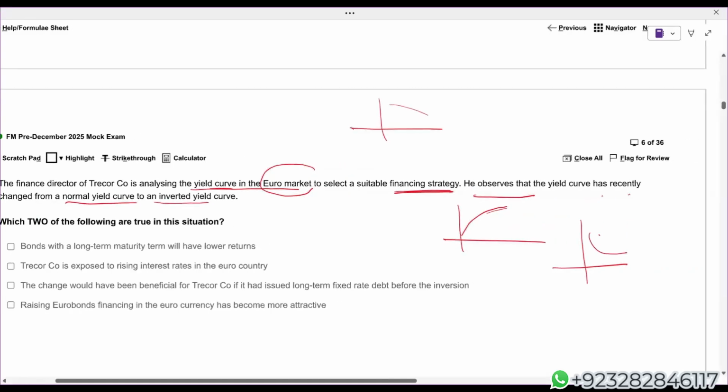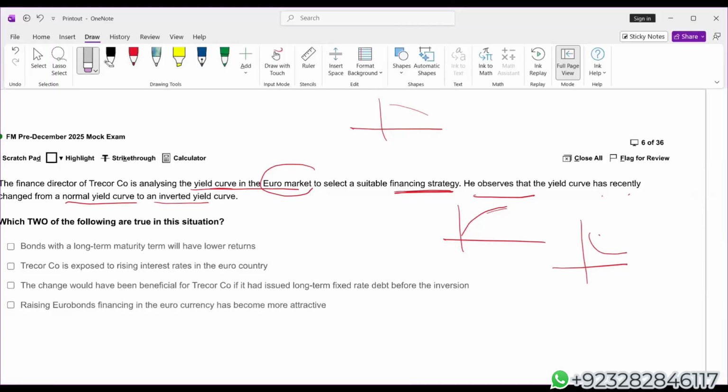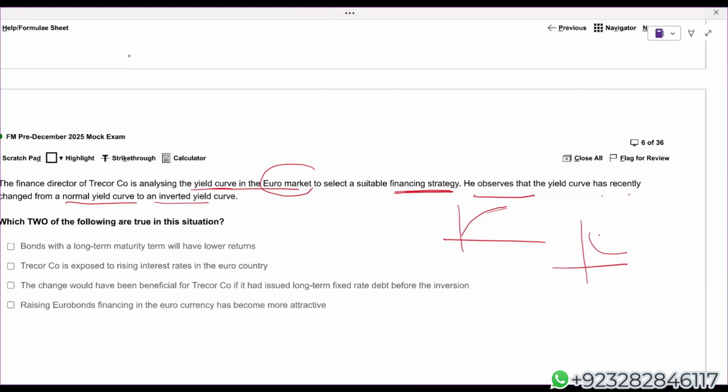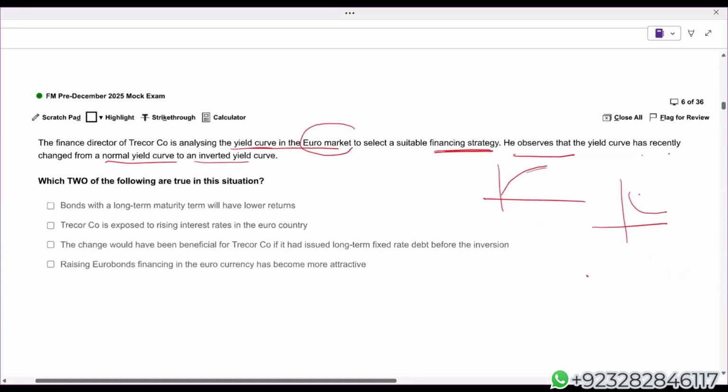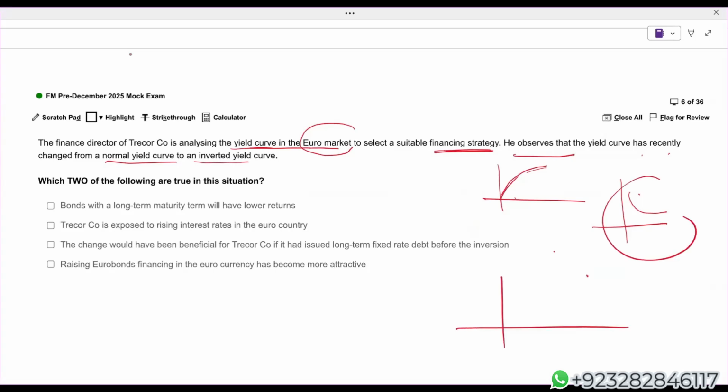With the passage of time, interest rates will fall. That is an inverted yield curve. An inverted yield curve means the longer the maturity of the debt, the lower the interest rate. Under a normal yield curve, the longer the maturity of the bond, the higher the interest rate. But right now the yield curve is not normal, it is inverted: as maturity increases, the interest rate will fall.